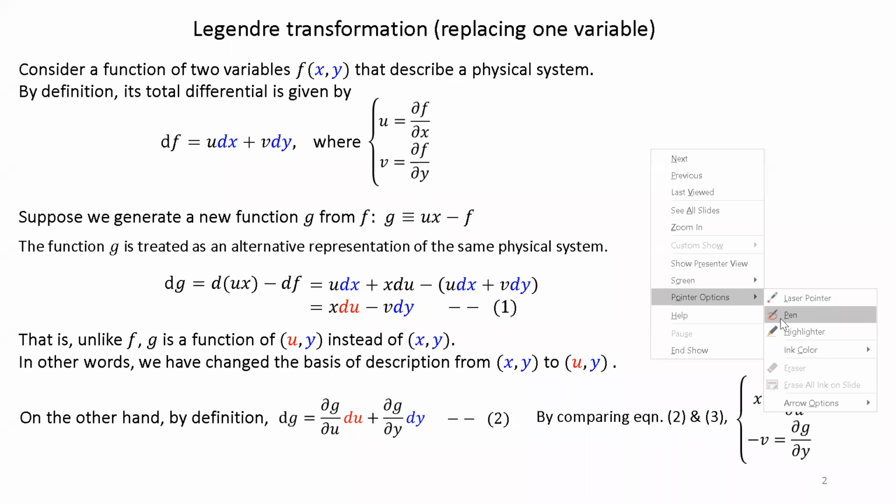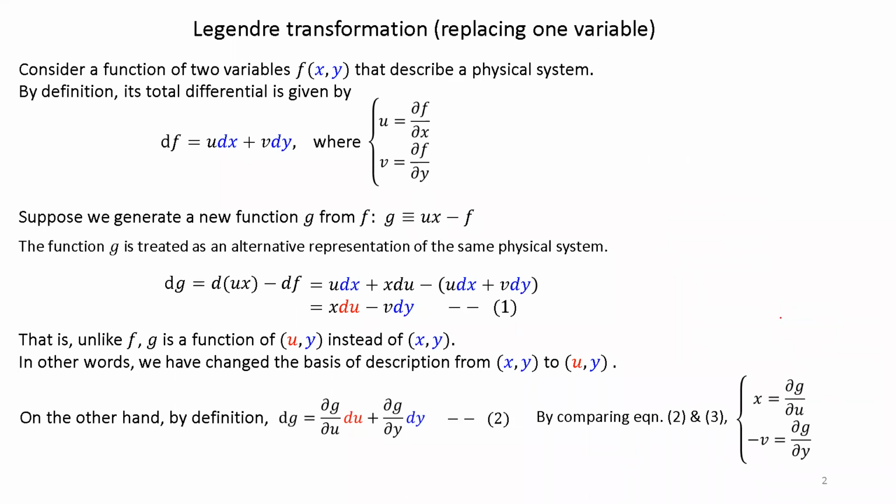So let me just briefly write down what we have just done. Before, what we did was take f of x, do the transform, and get to g of u. This time, what we are trying to do is take f of x, y and go to g of u, y. We are keeping the y variable, and just changing the x variable to the u variable.